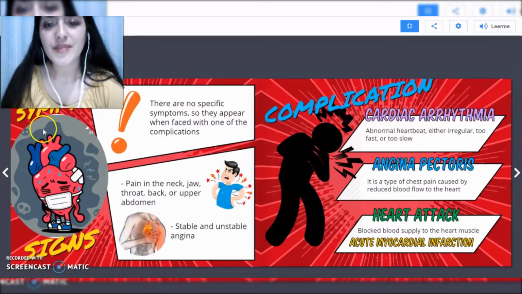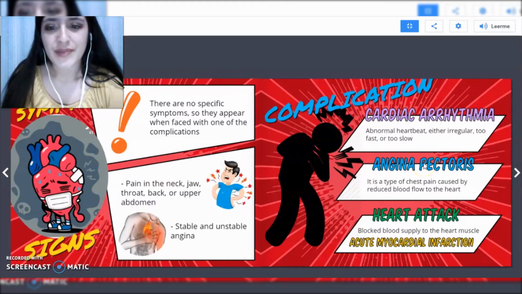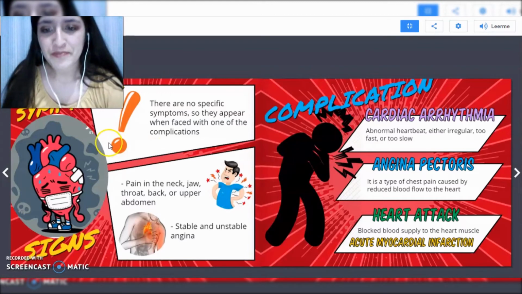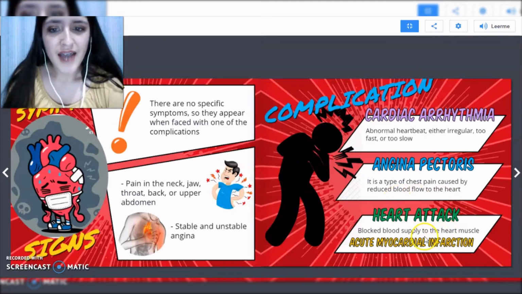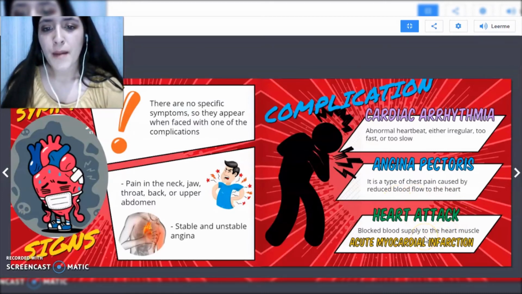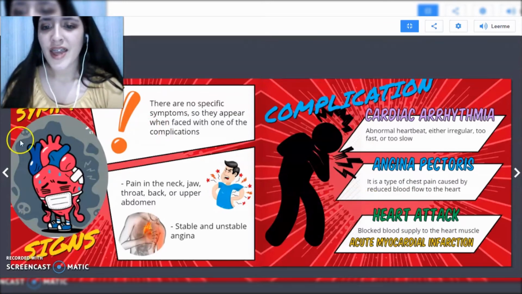When this disease is not appropriately treated, it could lead to a cardiac arrhythmia. That is when the heart beats in an abnormal way caused by irregularities in the electric impulse. Also, it can lead to angina pectoris, a type of oppressive chest pain caused by the reduced blood flow that arrives to the heart. It can also lead to a heart attack, a total obstruction of the bloodstream of the heart that can damage or destroy the cardiac muscle. It is known as acute myocardial infarction.